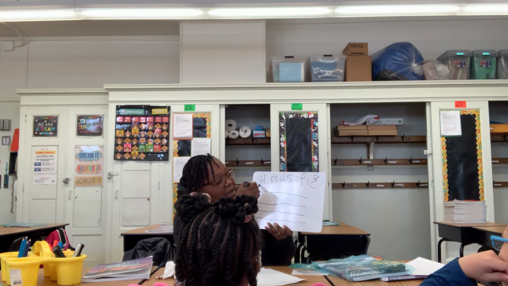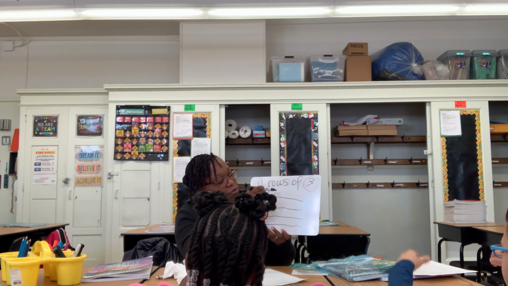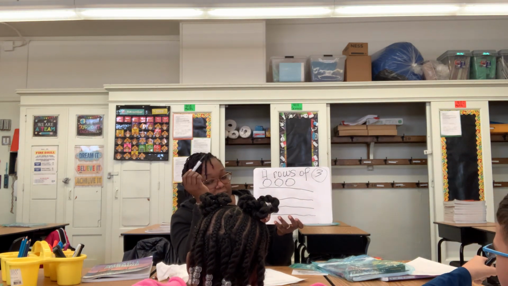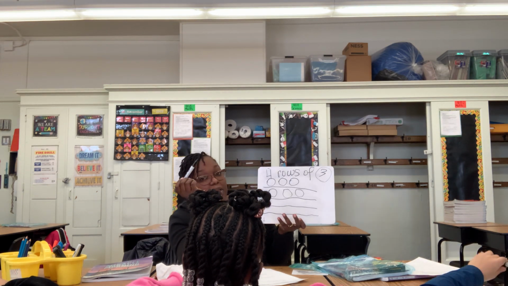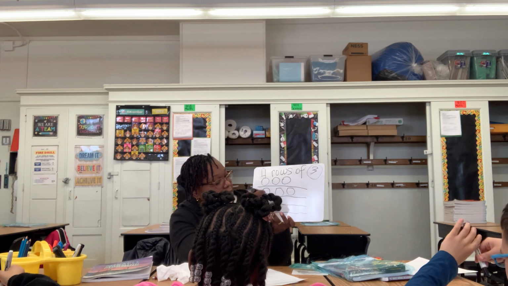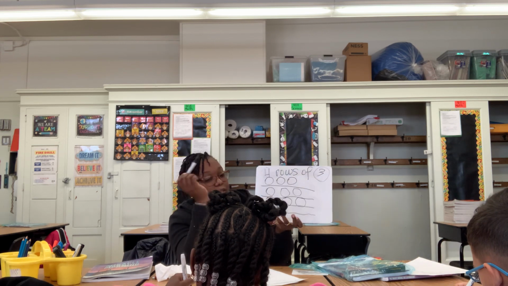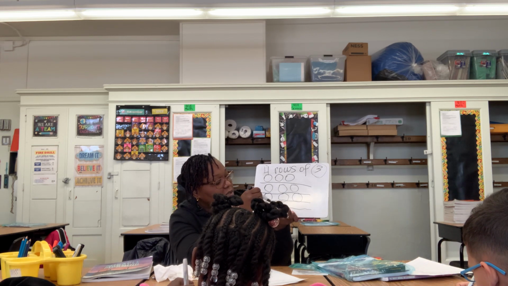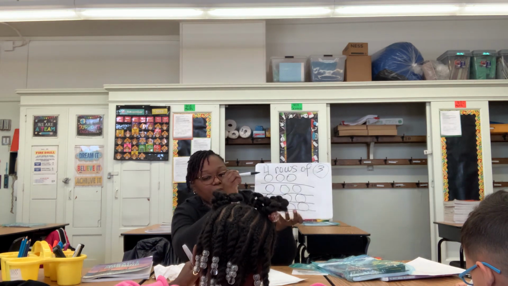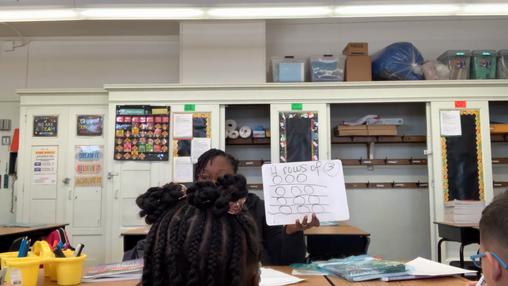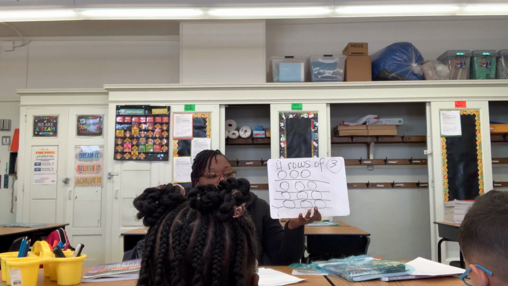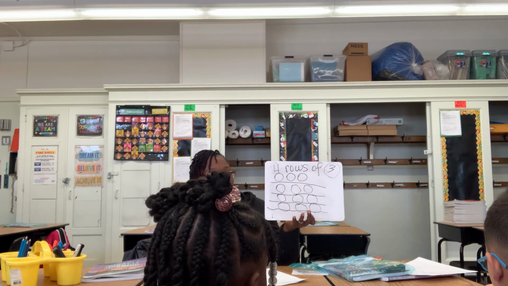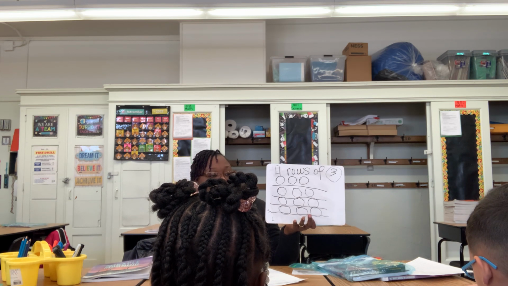So let's put 3 in my first row. 1, 2, 3. 3 in my second row. 1, 2, 3. 3 in my third row. 1, 2, 3. 3 in my fourth row. 1, 2, 3. Does everyone else have 3 in each row? 3 in each row. Awesome. We're waiting for Ishmael.